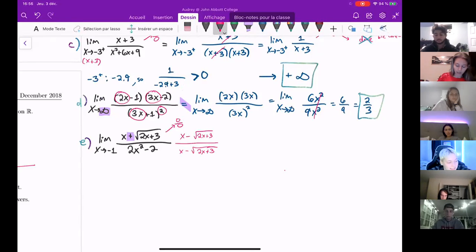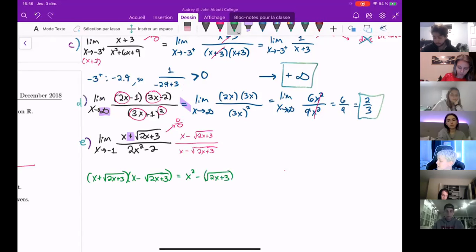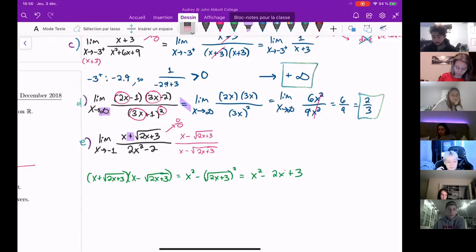So I'm going to do this work off on the side as well. I have x plus the square root of 2x plus 3 times x minus the square root of 2x plus 3. And because this is a difference of squares, I end up with x squared minus the square root of 2x plus 3 squared. Is that correct?